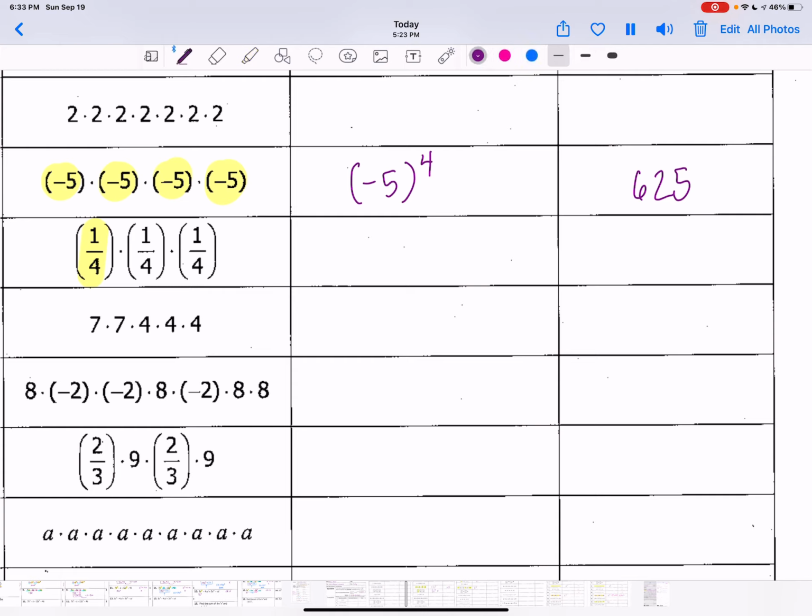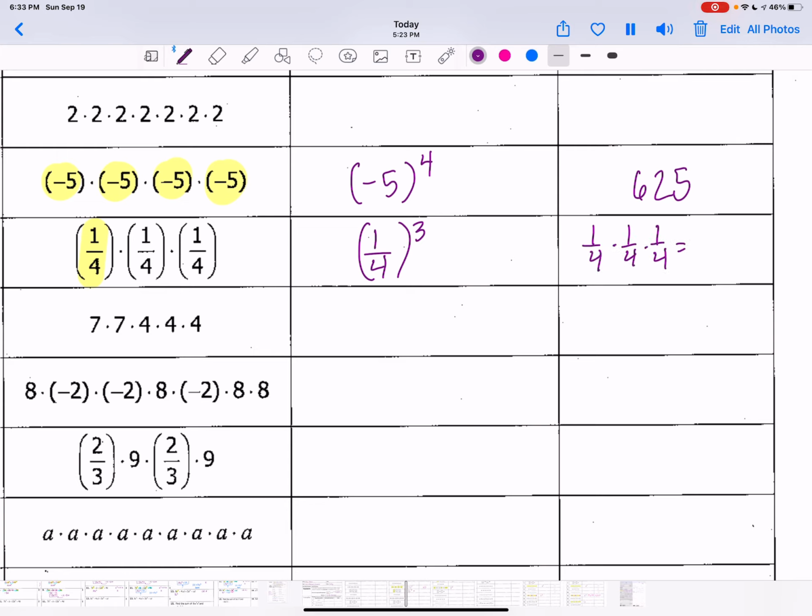All right, now let's look at this one. You've got 1/4 as your base because it's in the parentheses, and we've got 3 1/4's. Now, you can write it as 1/4 to the 3rd, but you just need to make sure that the 3 doesn't look like a 13. That's why I like to write it in parentheses. But really, you're going to multiply 1/4 times 1/4 times 1/4. And so therefore, 1 times 1 times 1 is 1, and 4 times 4 times 4 is 64. And that's the value of it. All right?